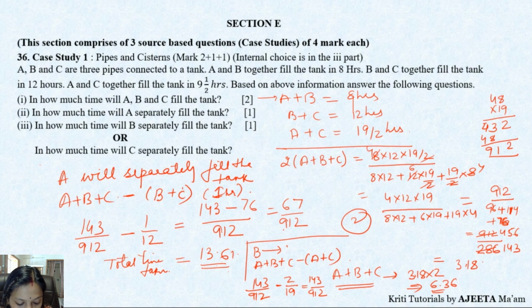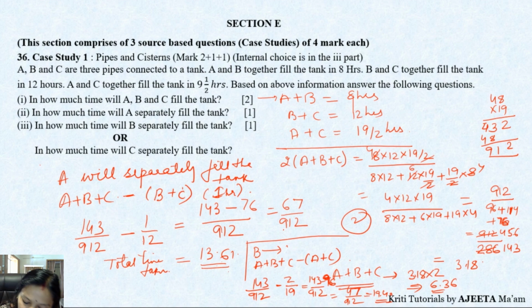So 912. Let's see it. So it becomes 96 here. So how much you get? Again you get 47 by 912. Now divide 912 by 47 to get the total time taken. So this will take 19 hours to fill the tank. So this is how it goes on.